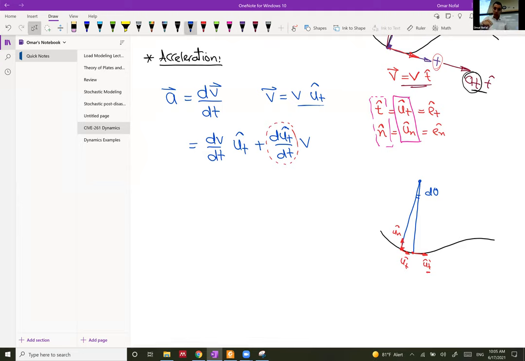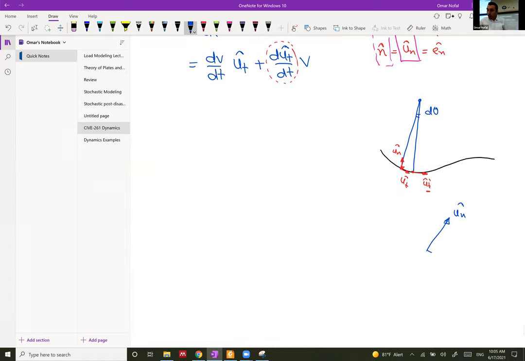If we put these two on the same curve and make it bigger, here I have un hat, and here is how ut hat looks. The change in direction from ut hat to ut hat dash looks like this. Here is ut hat dash, and this angle is d theta. This is how the angle keeps changing. This d theta is a very small angle, almost equal to zero.